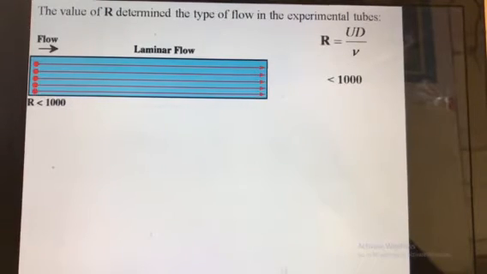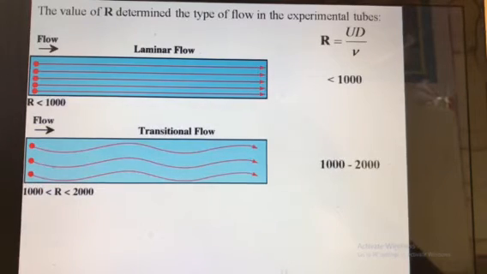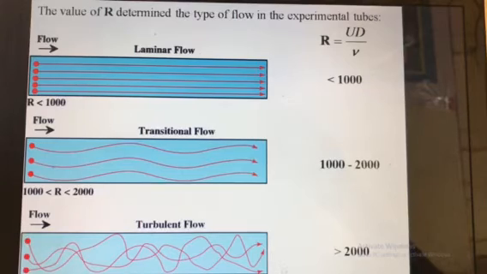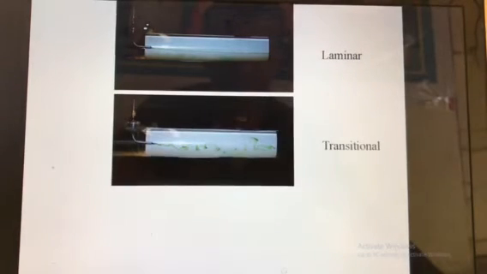If it is less than 1000 or less than 2000, we can say that it is laminar flow, and if it is between 1000 and 2000, we can say that it is transitional flow, and if it is greater than 2000, we can say that it is turbulent flow. These are the previous concepts, but in our reference books we have taken that if the Reynolds number is less than 2000, then we consider it laminar, and if it is greater than 4000, we consider it turbulent flow. So this is the laminar flow and this is the turbulent flow.